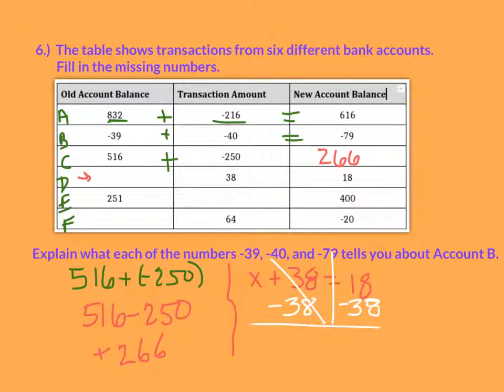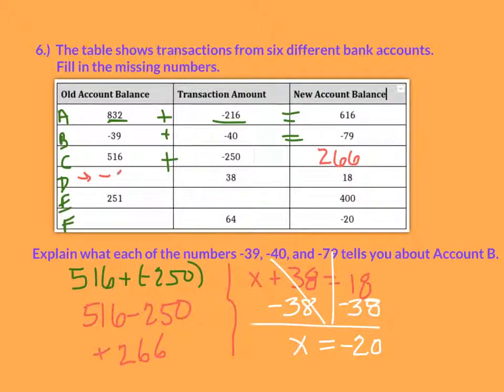These two cancel. I'm left with x equals, if I have 18 and I take away 38, well, 18 to 0 is 18. So if I take that 18 away from the 38, that would get me to 0. So 38 minus 18 would give me 20. So it's going to be 20. It's actually going to be negative 20 because it's actually going to be less than 0.